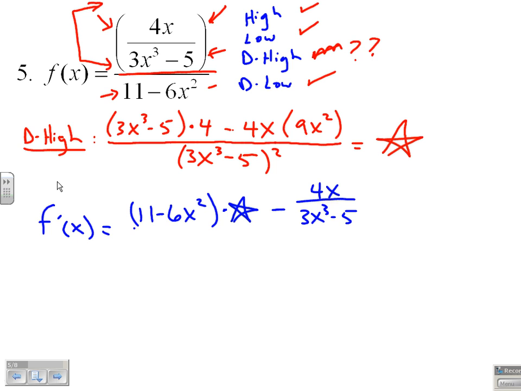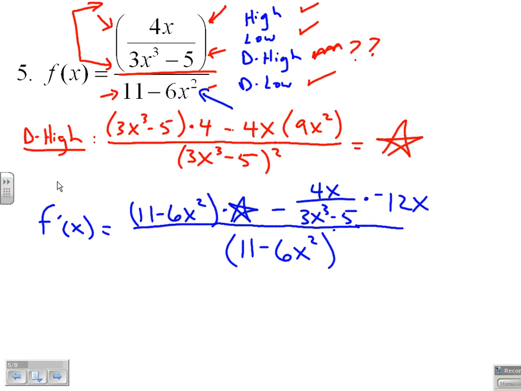So where am I now? I've got my low, D high, minus high, D low. Oh, D low's not a problem. D low, the derivative of the low function, negative 12x, all over the square of the thing below. And then, of course, we may have some pretty rough simplification here, but we will pass that on to a good sophomore algebra student.